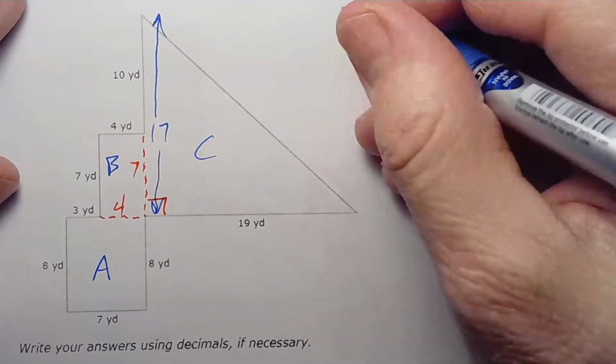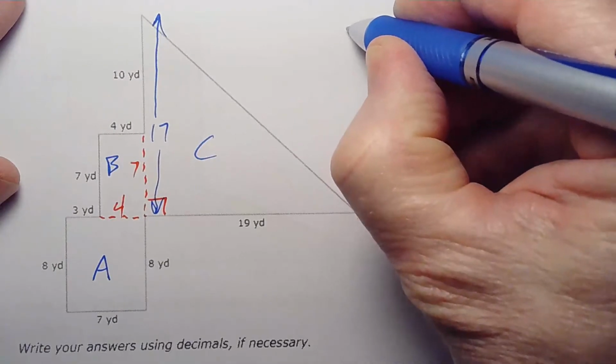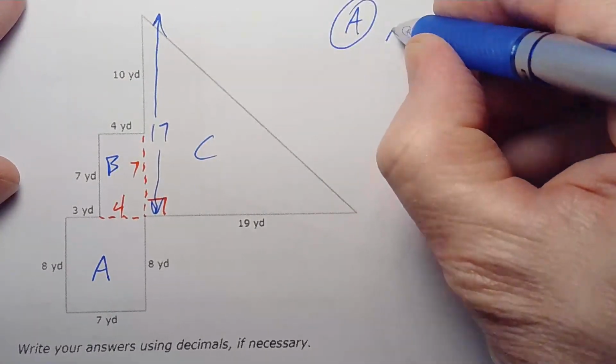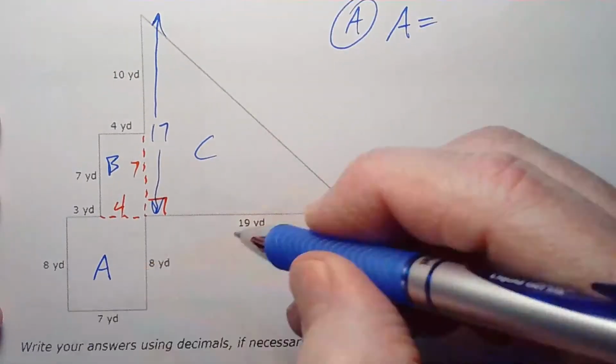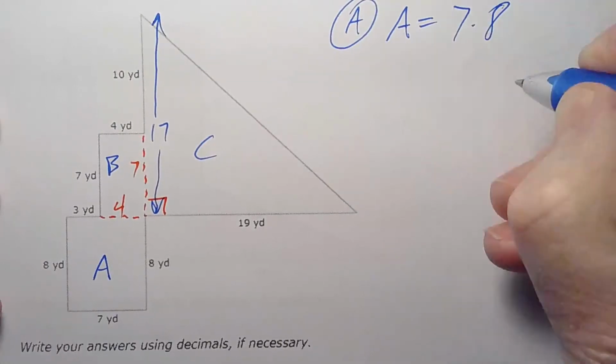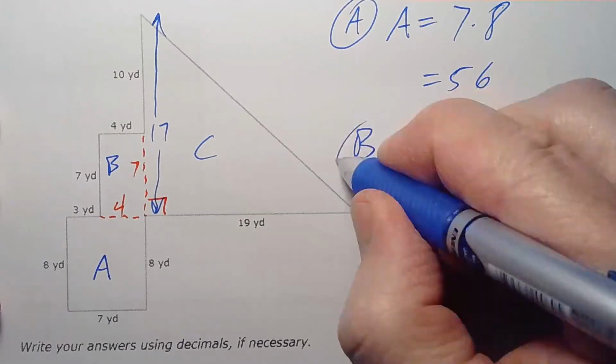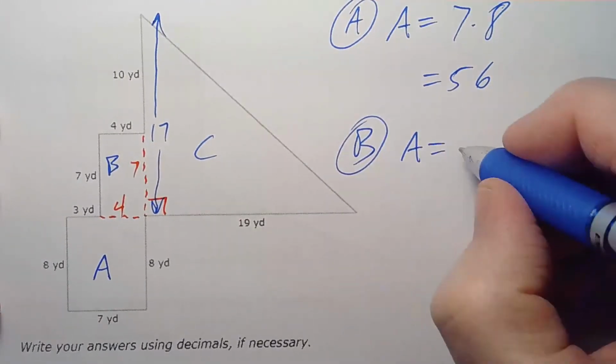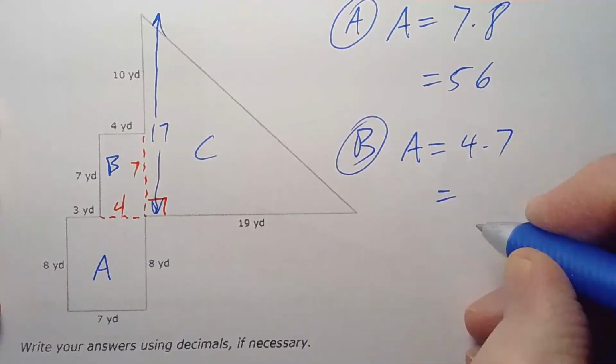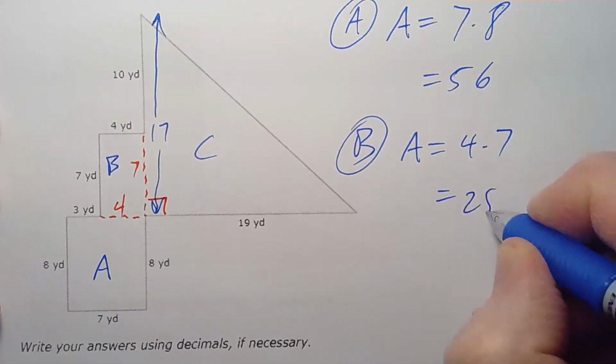So A is a pretty good one, right? A shouldn't be too hard. A is just area, which is, again, just a rectangle. It's just 7 times 8, which is 56. B, again, is another simple one, just area, 4 times 7, which is going to give me 28.